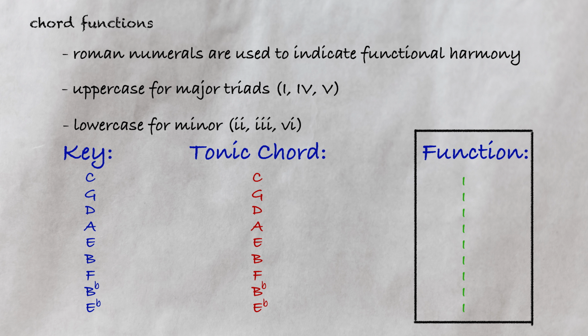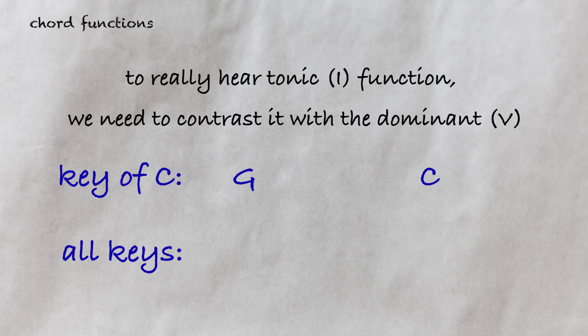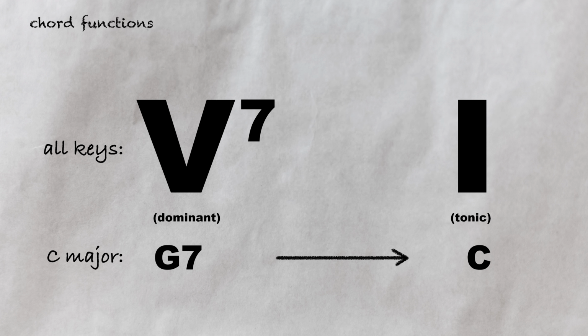But if we really want to hear the function of the tonic chord, we can tonicize, or what we might call confirm it, by hearing the dominant chord and then the tonic. In this key, it will be G and then C, and in any key, it would be 5-1. And then we can make the tonic-dominant relationship even more clear by adding a 7th to the dominant chord. This increases the dissonance of the 5 chord, which enhances the sense of resolution to the tonic.